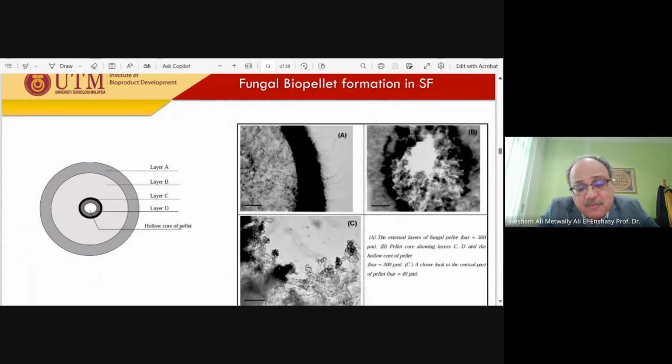As I mentioned, to break dormancy I need to have some factors. And those in the center of the biopellet, where there is a limitation of oxygen, or KLa value, cannot germinate easily.